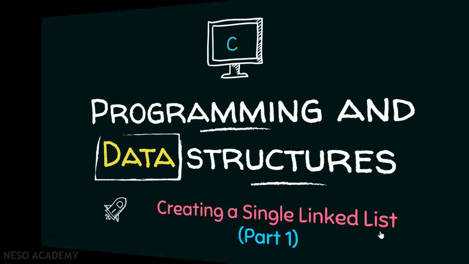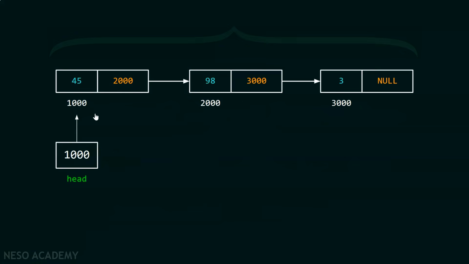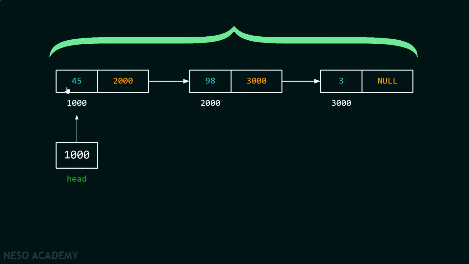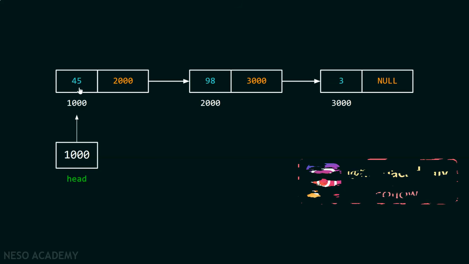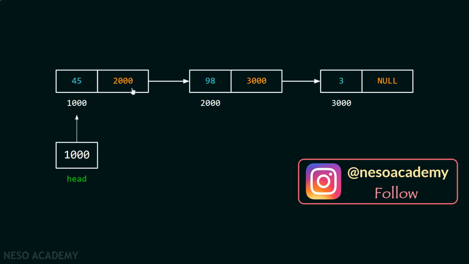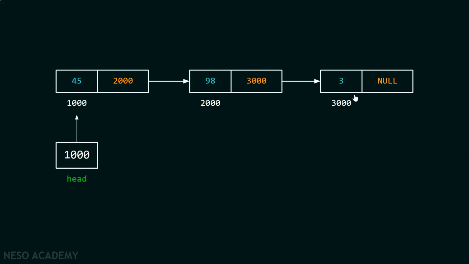So let's get started. Here I would like to tell you that this is the list we want to create. Basically, a list must consist of 3 nodes. The data that I have given here as an example is 45, 98 and 3, and the link part of the first node should contain the address of the second node, and the link part of the second node should contain the address of the third node. Apart from this, the third node's link part should contain null. There must be a head pointer which should point to the first node of the list. So this is a single linked list which we want to create.